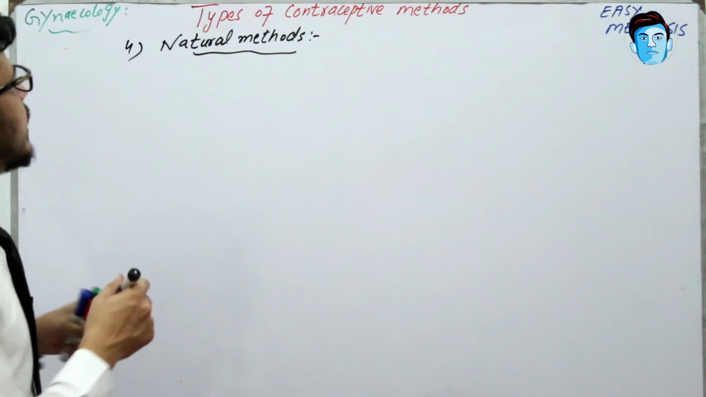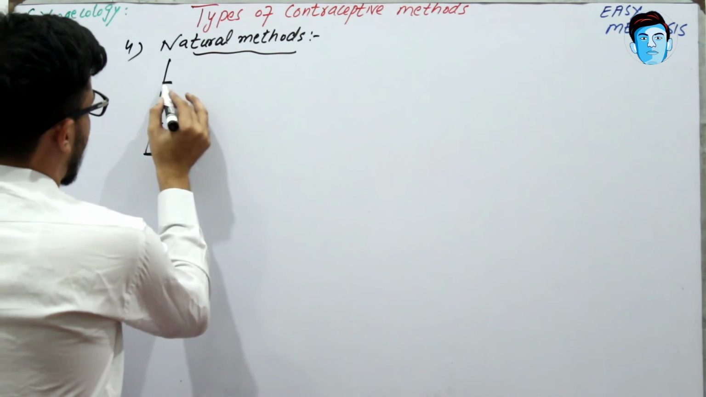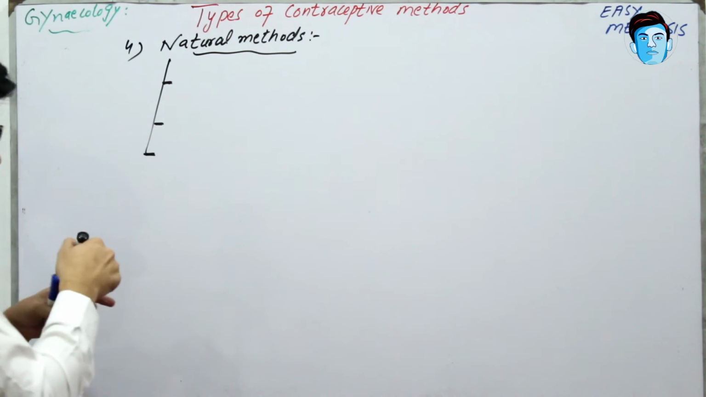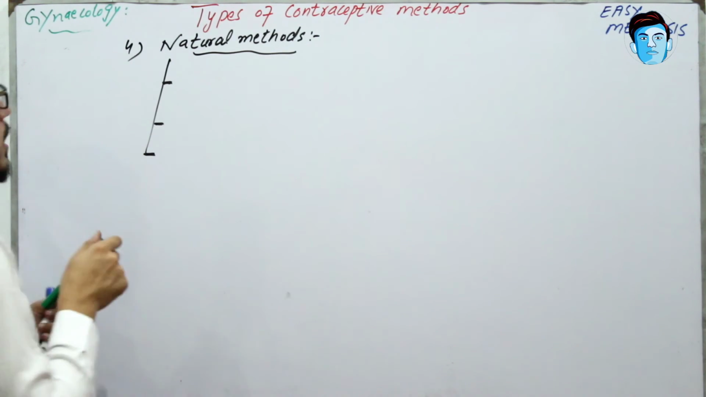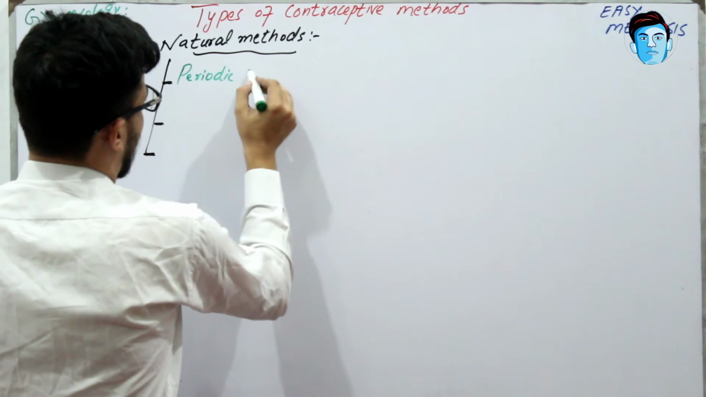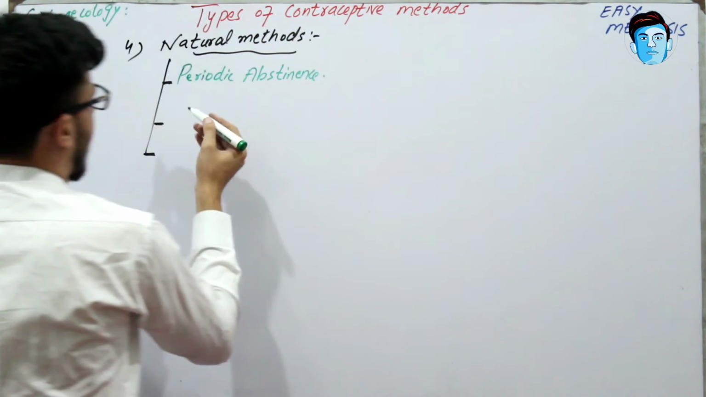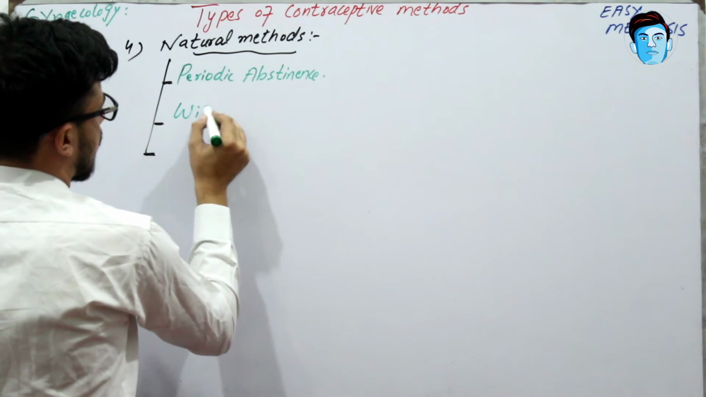The natural method is divided into subcategories. The first one is periodic abstinence, and another is the withdrawal method.